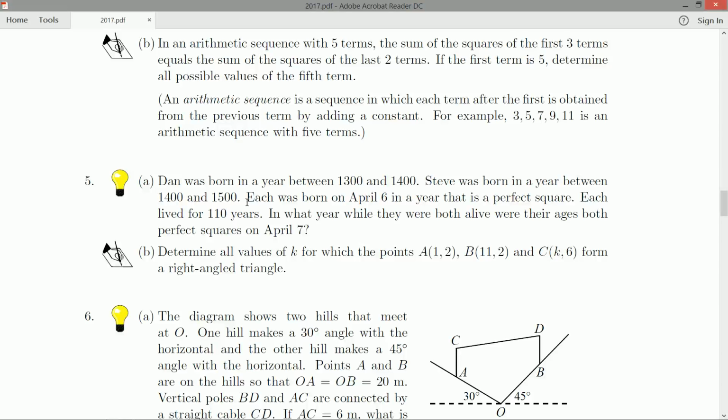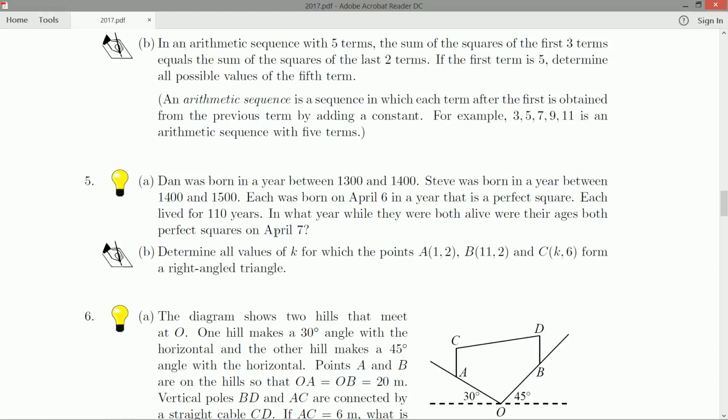Dan was born in a year between 1300 and 1400. Steve was born in a year between 1400 and 1500. Each was born on April 6th in a year that is a perfect square. Okay, well, there's only so many perfect squares in these ranges. Each lived for 110 years. In what year, while they were both alive, were their ages both perfect squares on April 7th?